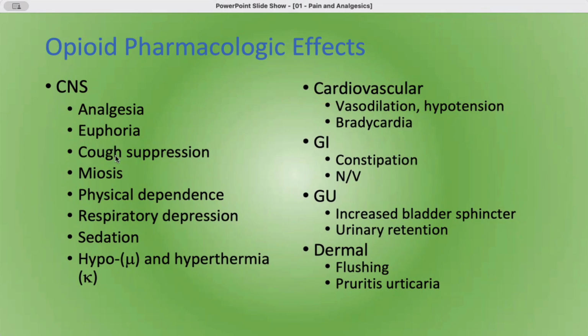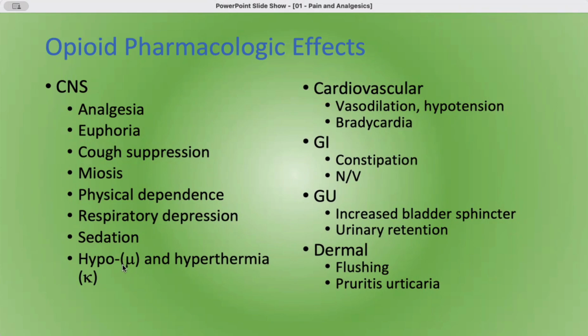Cough suppression, we take advantage of that. Way back from the first week of class, cough and cold, dextromethorphan and codeine are drugs that block that cough reflex. Again, that's an opioid effect. And then most of the rest of these are from toxicity and really unwanted effects. Meiosis, physical dependence, respiratory depression, sedation.